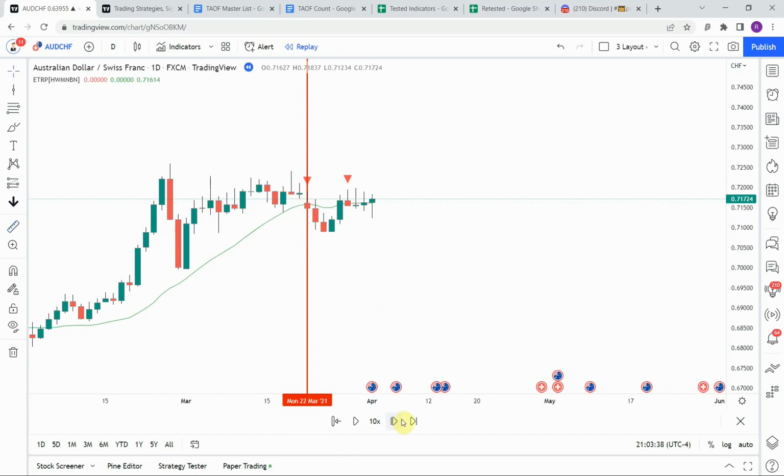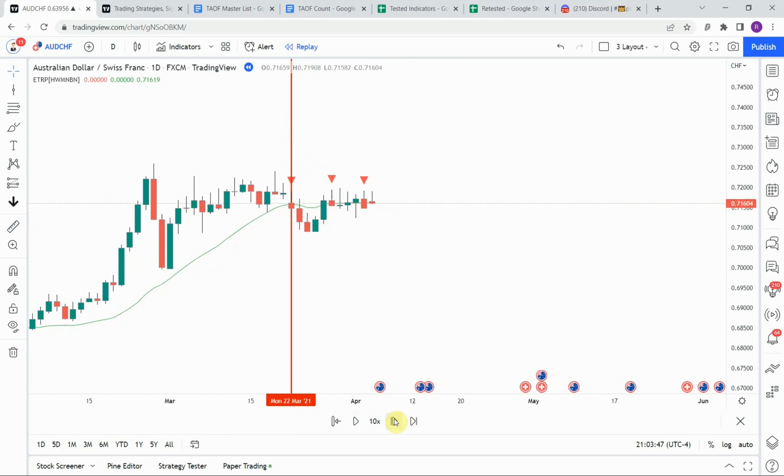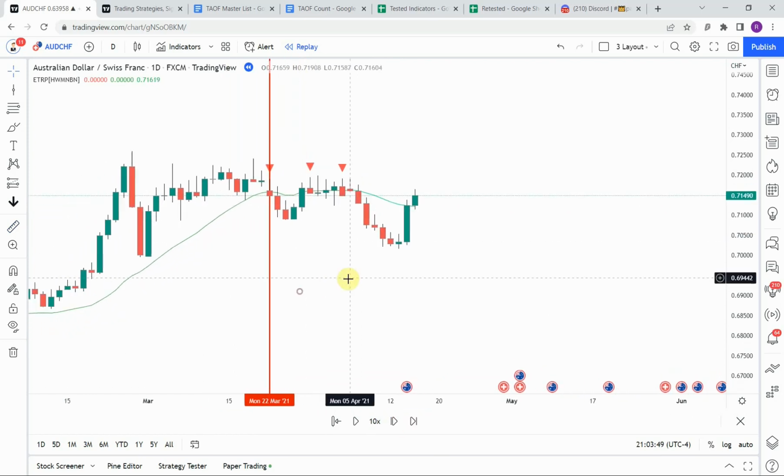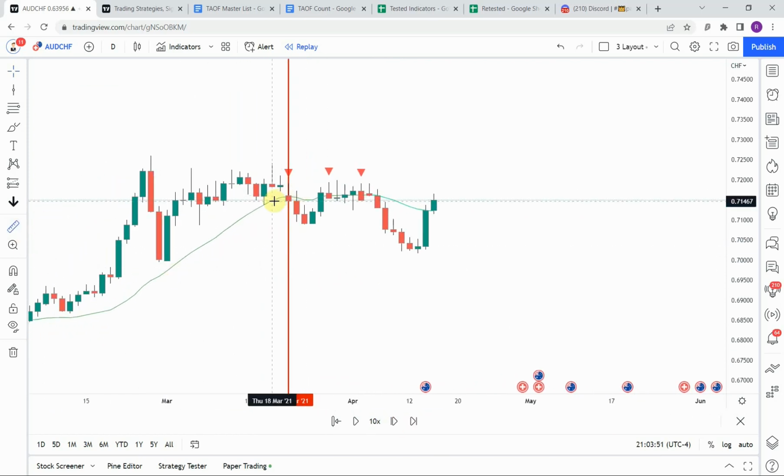It has not. So let's go ahead and play this forward a little bit. You can see that TradingView has modified their replay buttons here just a little bit. So let's go ahead and play this forward here. So it looks like we might actually have snagged the win on this one.